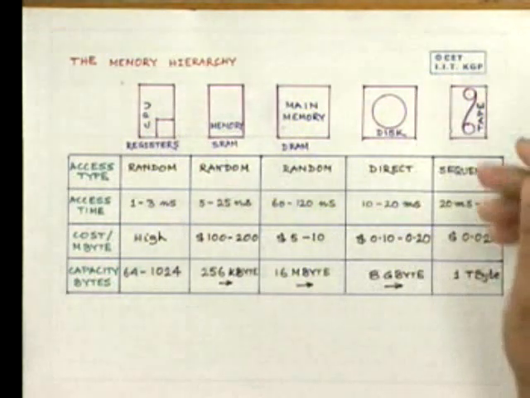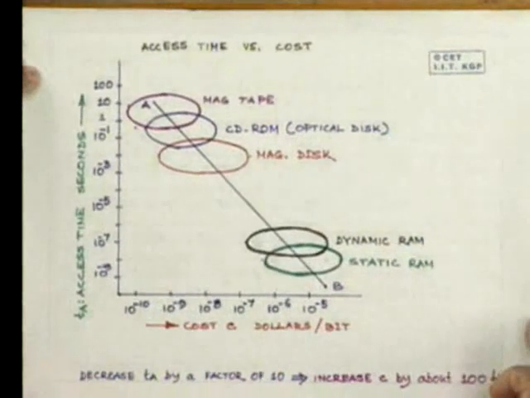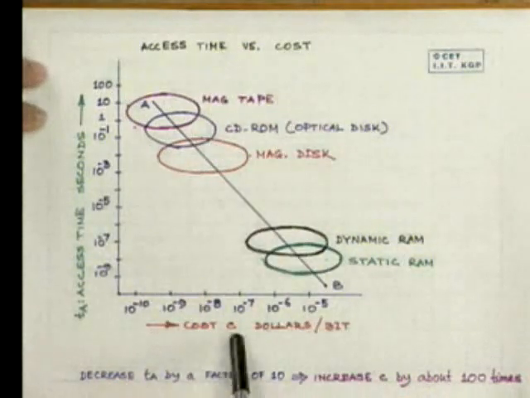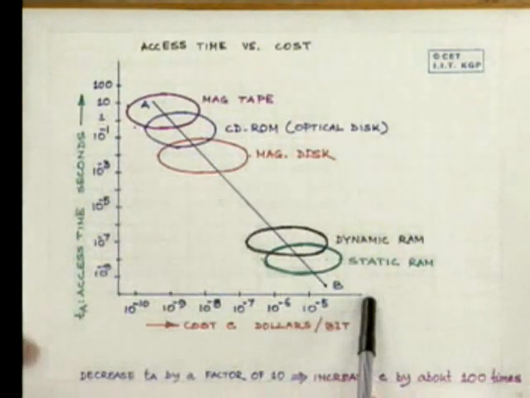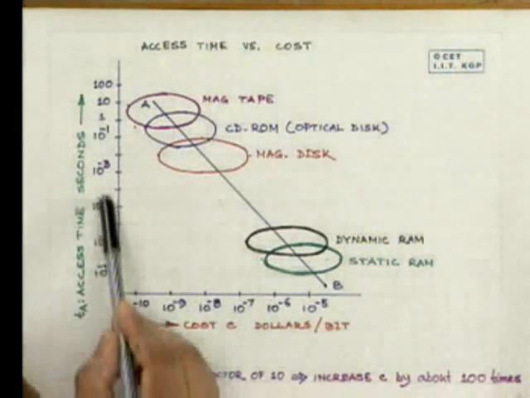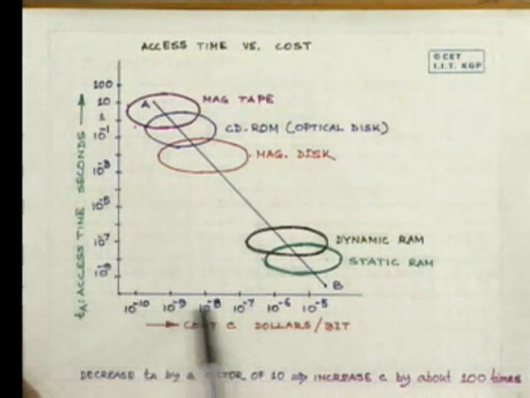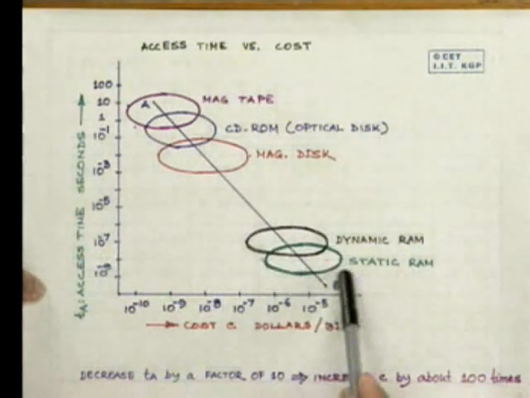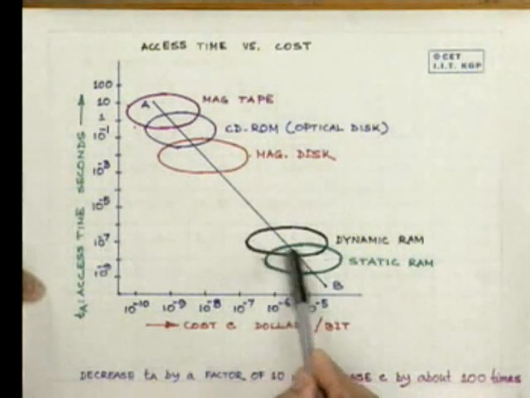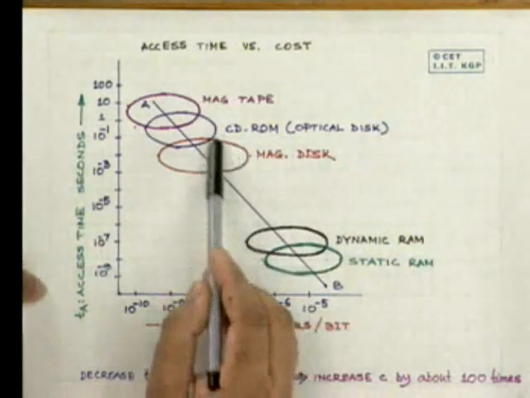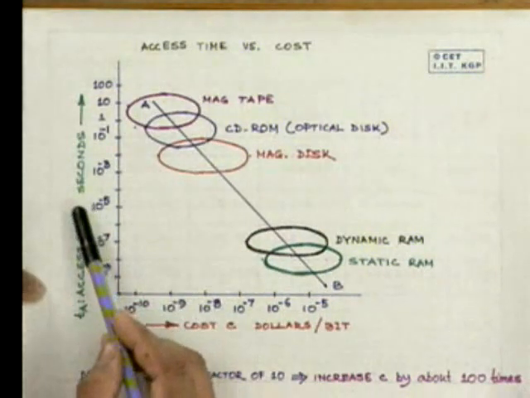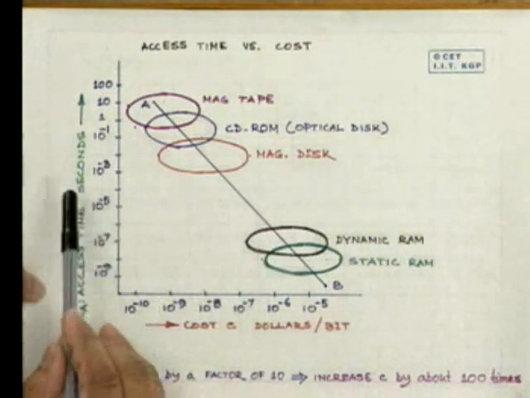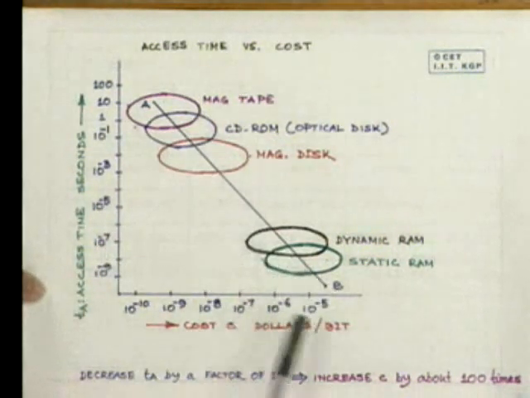Now let us see one feature that I would like to show you. If we draw the access time versus the cost, the curve somewhat looks like this. Here the scales are logarithmic, both in cost as well as in access time. Here lies the static RAM region, here is the dynamic RAM region, the magnetic disk, CD-ROM, and the magnetic tape. The access time versus cost characteristic is more or less depicted by the straight line AB.